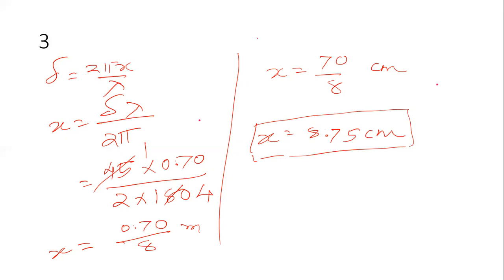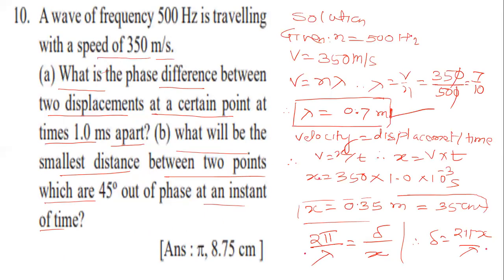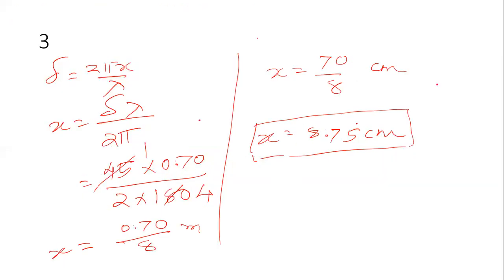then what will be the smallest distance between 2 points? The smallest distance between 2 points which are 45 degree out of phase is 8.75 centimeter. In this way, we can solve this first problem.